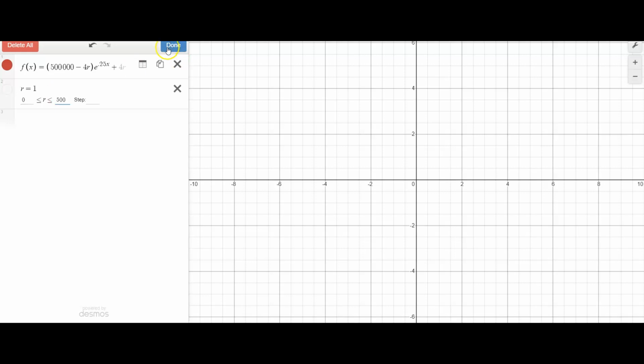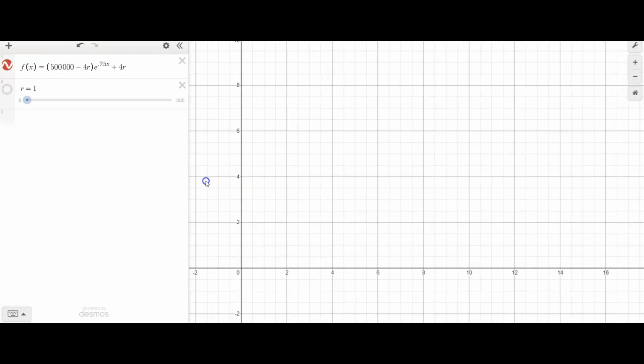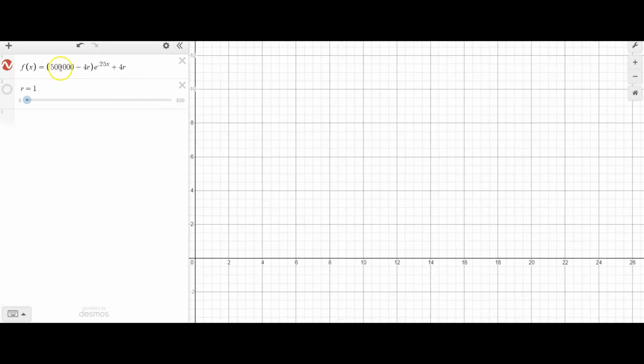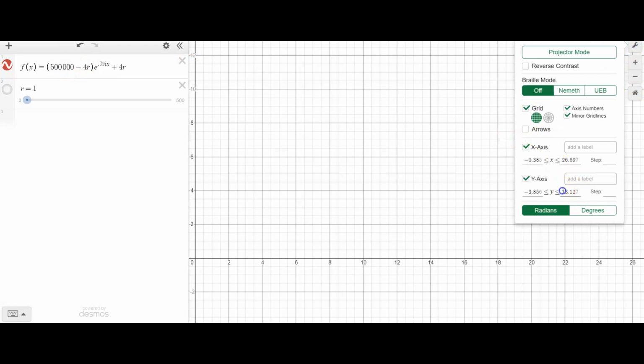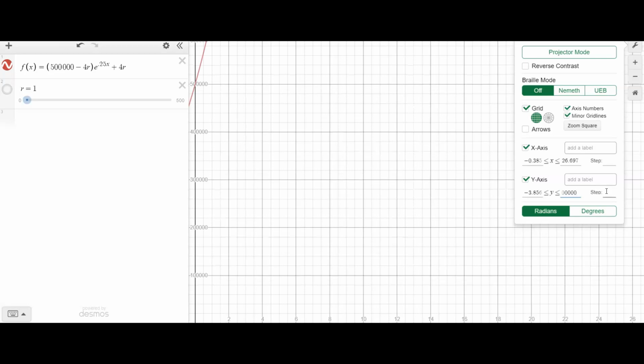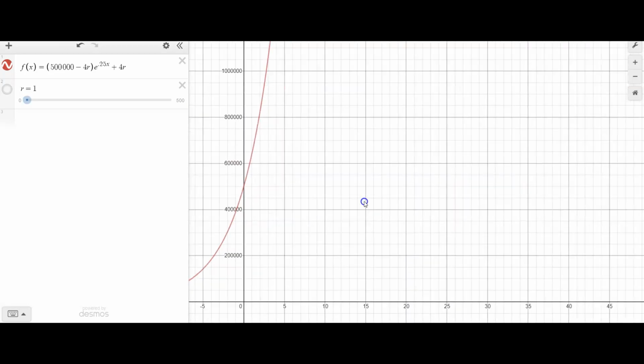And then I might need to adjust that. So I'll click Done. And so we know that the number of fish initially is 500,000. So we're going to need our y-axis to go at least up to that. I'm going to go 600,000. There we go. And that allows me to zoom out.